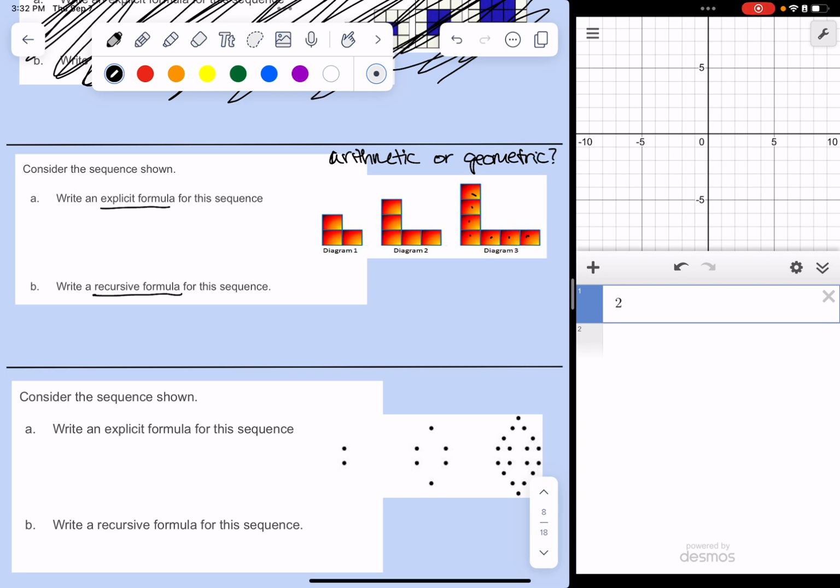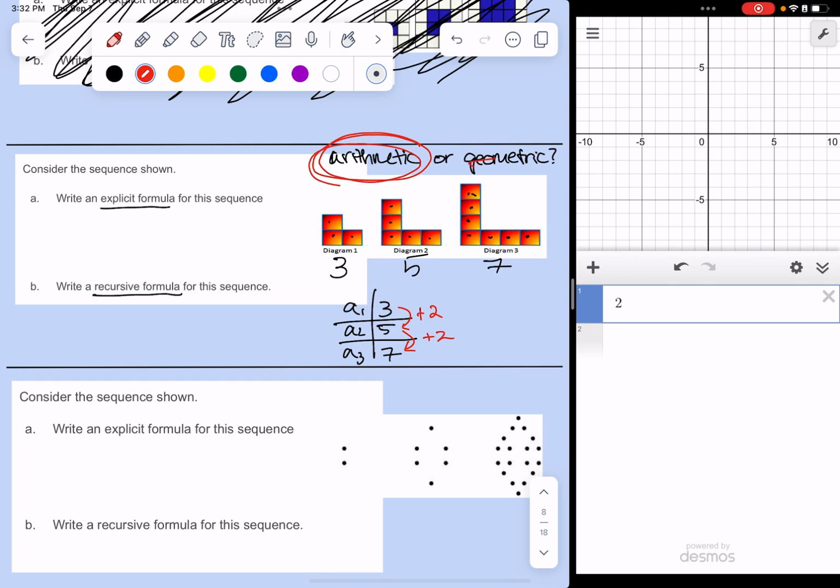So looking at the first one, I have 3. Then 5. Then 7. So my A1 is 3, my A2 is 5, and my A3 is 7. And in this situation, we have 3 to 5, which is plus 2, and then 5 to 7, which is plus 2, which means this would be arithmetic.